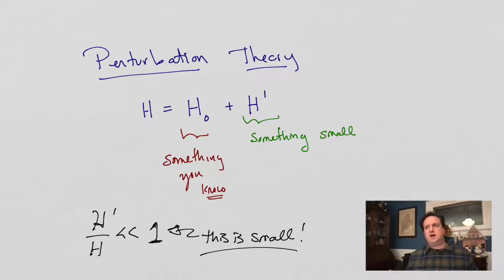Because maybe the energies of the H prime states are small compared to the energy of the H naught states, right? But somehow this ratio of the two dimensional things produces a dimensionless ratio that I can actually compare to 1. And that's going to be important because perturbation theory relies on our intuition of Taylor expansions. And in Taylor expansions, I can only expand in something that's small. I can't expand in something that's big, otherwise it wouldn't converge, right? Or it wouldn't make any sense to truncate that Taylor expansion at any given order.